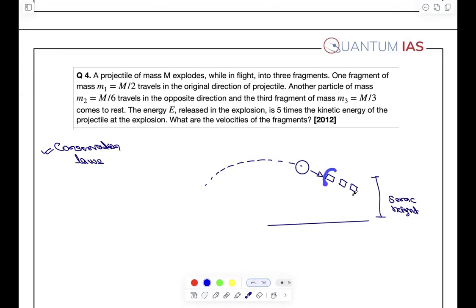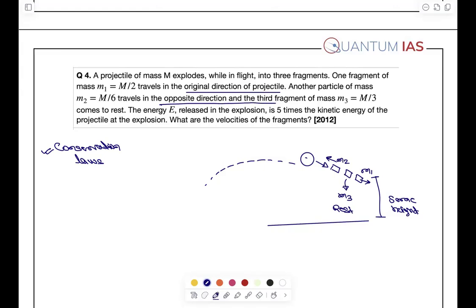Although I have drawn it like this, it should be drawn a bit higher. So let's take that these are all at the same level. This is particle 1, going in this direction. Particle 2 is going in this direction, and particle 3 is at rest. So this is my m1, this is my m2, and this is my m3. The m3 is coming to rest, right? Now what is the question telling you? That m1 is traveling in the original direction of the projectile, and m2 is traveling in the opposite direction of the projectile. They have given directions.